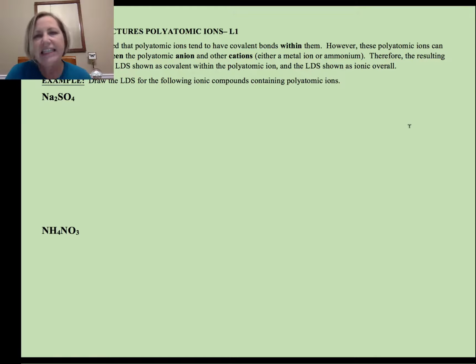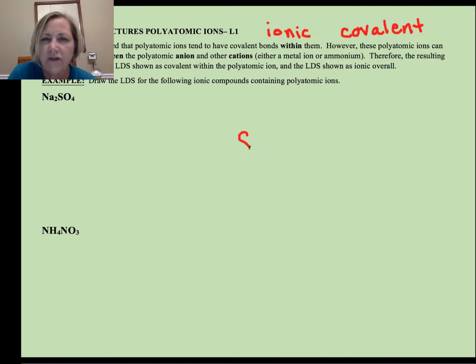Welcome. In this video clip, I want to summarize some of what we've learned about Lewis dot structures by applying them to ionic compounds that have polyatomic ions. So what that means is we're going to be dealing with both ionic bonding and covalent bonding within the same substance. So let's start with the sulfate.